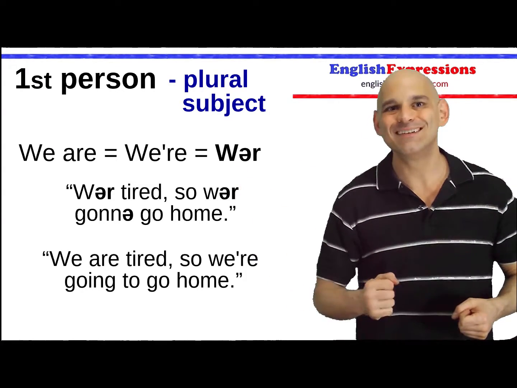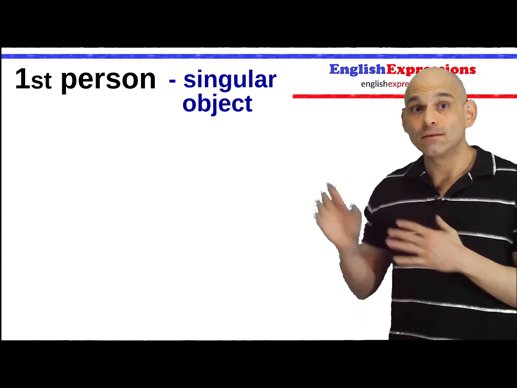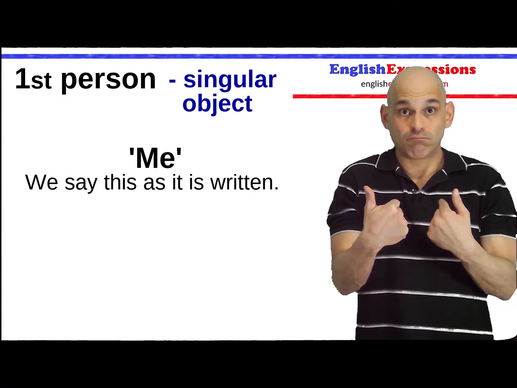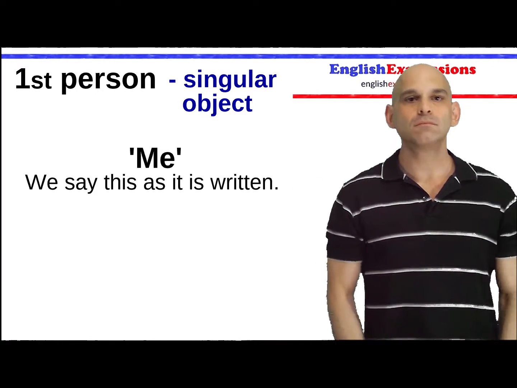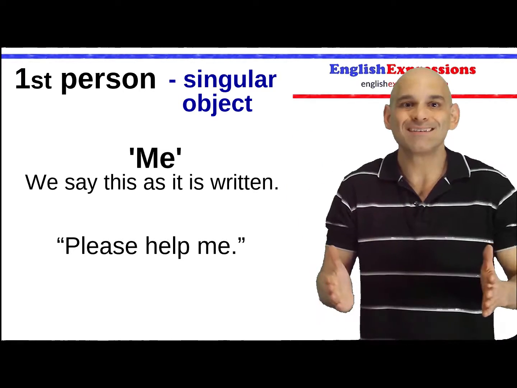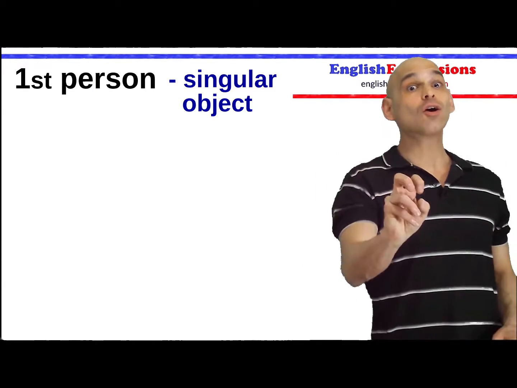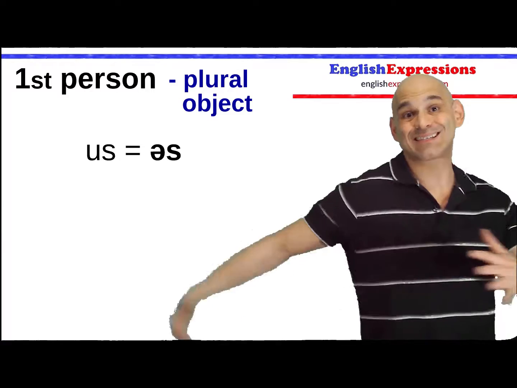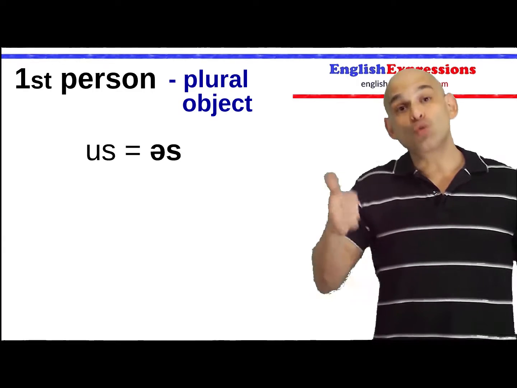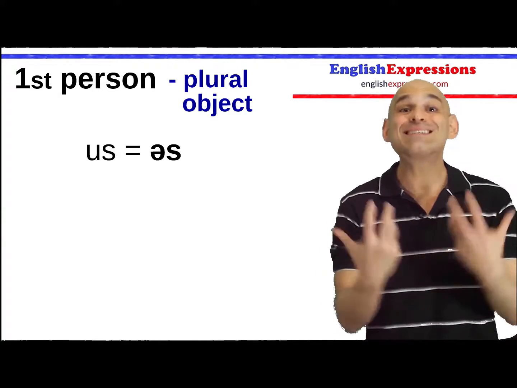Gonna go home. Okay, now, there are also the first person object pronouns. And the first person singular object pronoun is me. And me, we say it fully. Please help me. A native English speaker would say that. Please help me. Just say me. We say it fully. Now, the first person plural object pronoun is us. Us. And here, we wouldn't use the U sound. We would use schwa. Us. And notice how and are very similar, okay?